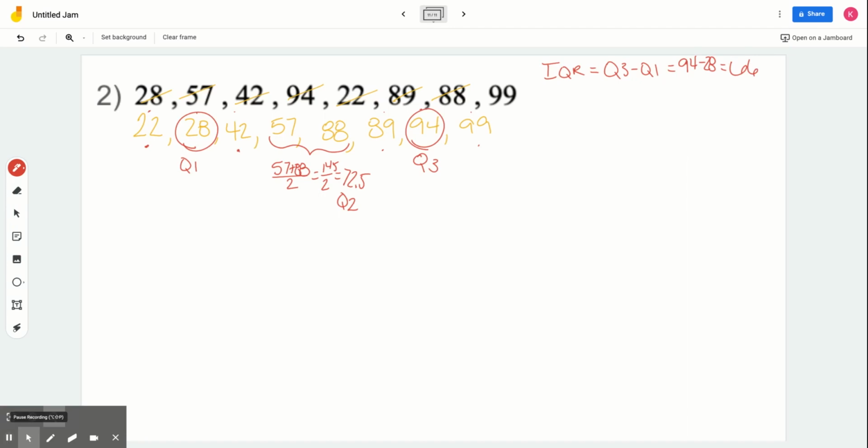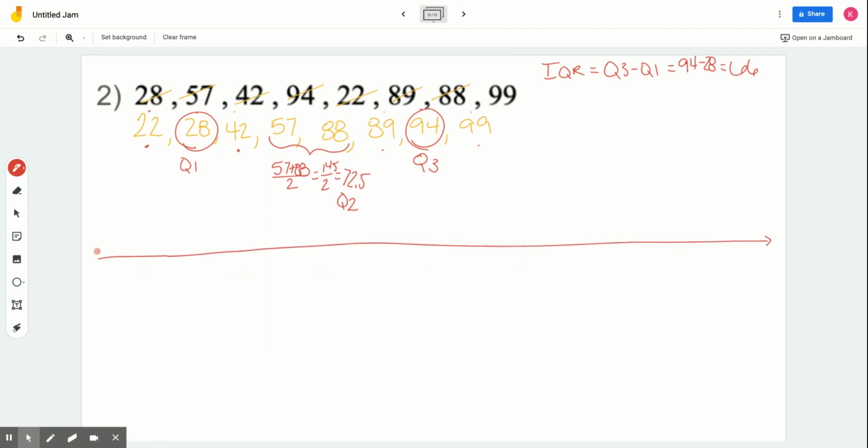Now we're going to use this information to make a box and whisker plot. So I'm going to start by drawing a number line as straight as possible. And I need to number it in increments so that I can encompass 22 to 99. So I'm going to count by tens starting at 20, all the way up to 100. And I might have made my number line a little too big, but that's okay. You'd rather have too much room.